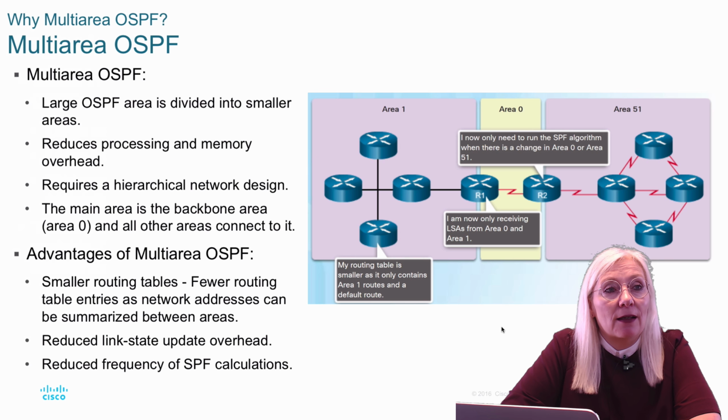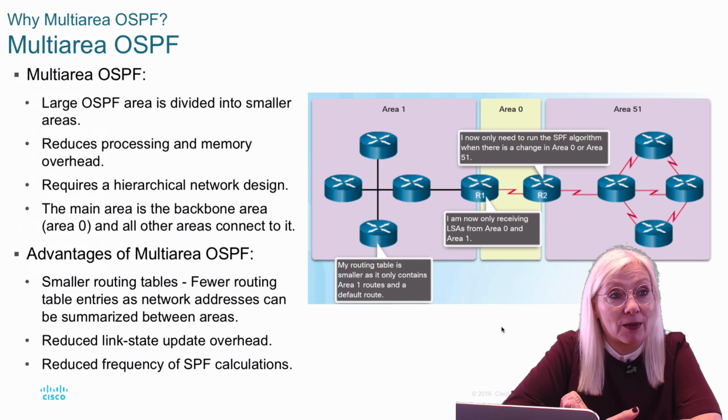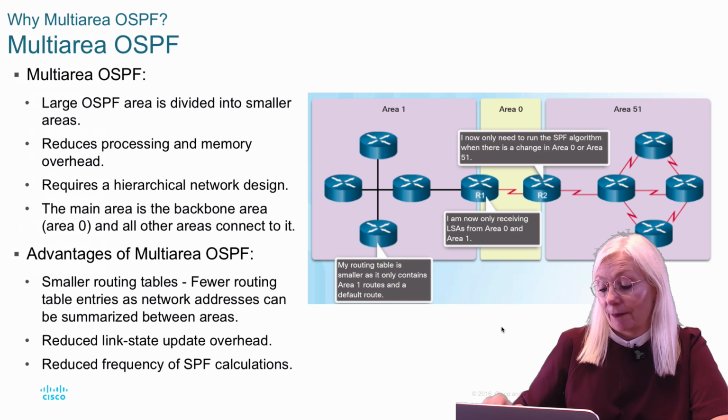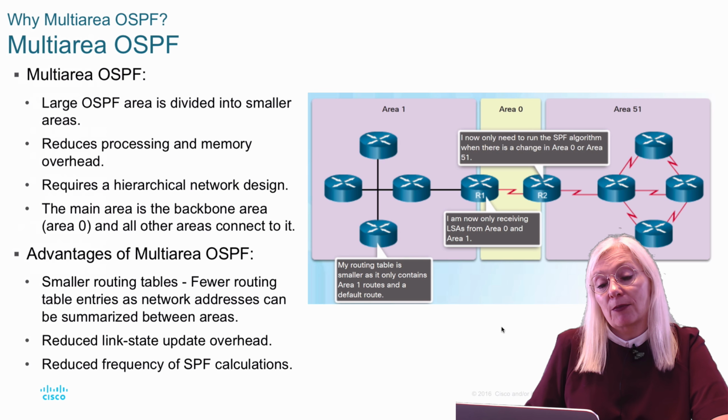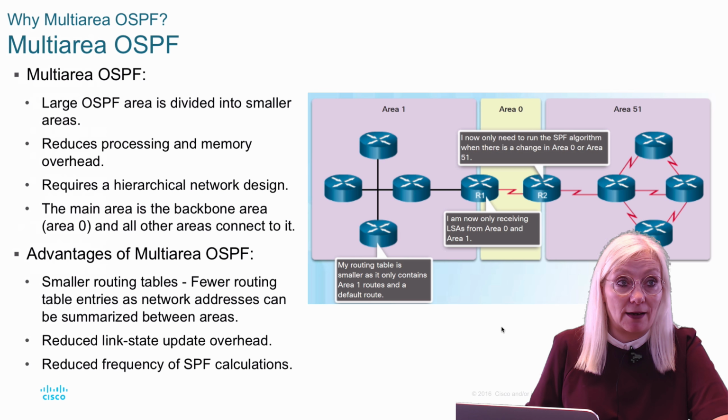So the routing tables will then be smaller, because within area 1 we will see all the networks within that area. We will not see all the networks within area 51, but they can be reached by going through area 0. So area 0 is, as I said, our backbone network. The routing tables, the link state database and the link state updates will only be sent within an area.